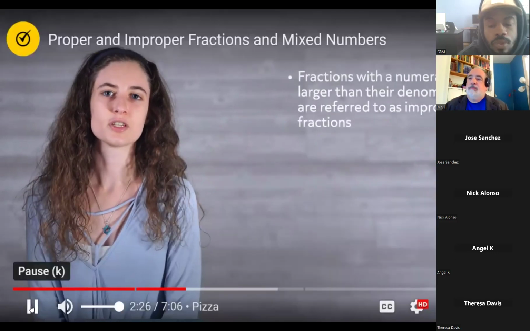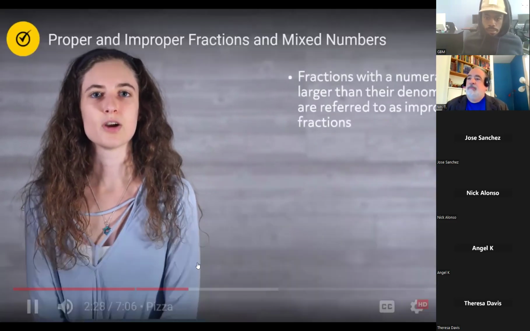But what if that first guest was really hungry and grabbed 7 slices? Again, each pizza was cut into 6 equal slices, so 6 remains as our whole, or denominator. But this time our part is 7. In this scenario, our numerator is larger than our denominator, 7/6. Fractions with a numerator larger than their denominator are referred to as improper fractions.